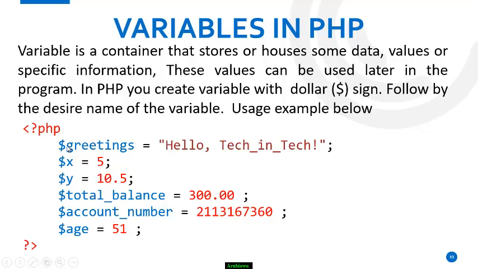We declare a variable with a dollar sign and the desired variable name: $greetings, $age, $accountNumber, $accountName, $bankName, $bank, $school, $matricNumber. I'm trying to use industry-based variable names so that anytime you are building a robust application, you'll know how to choose your names. $applicationNumber, $email. So those are how you declare variable names. Let's proceed.